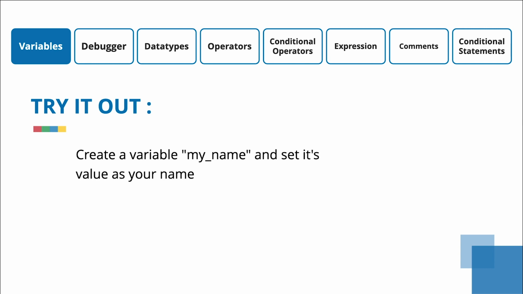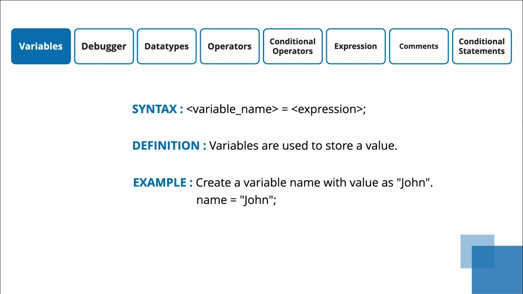Now you can try this out on your own, where you have to create a variable my name and set the value as your actual name. Don't forget the semicolon. And I know maybe this is a little bit too fast, so I'm going to give you a sneak peek. You say name equals, within quotes, your name, semicolon. Okay? And go.